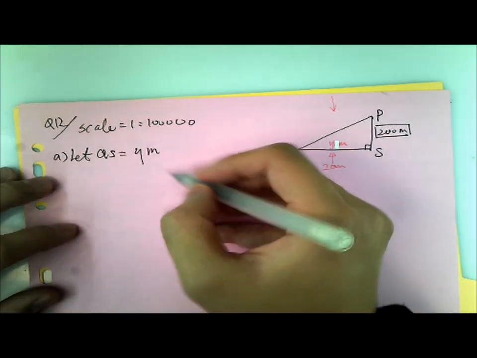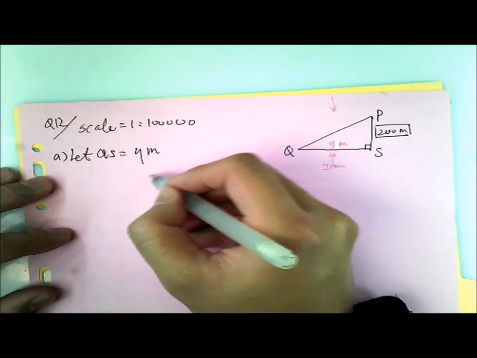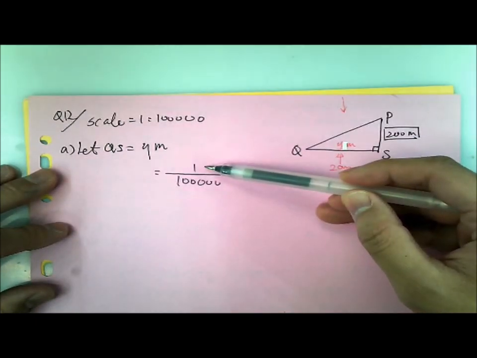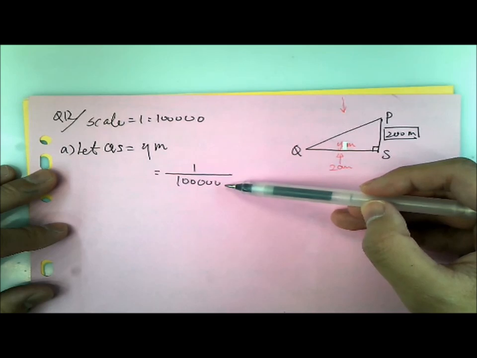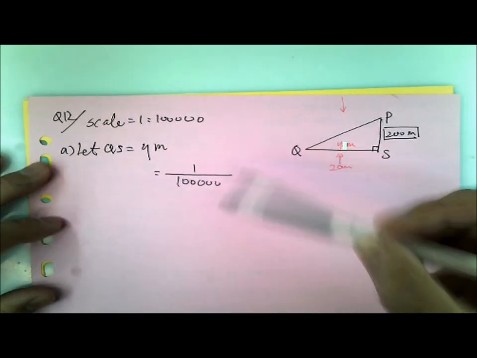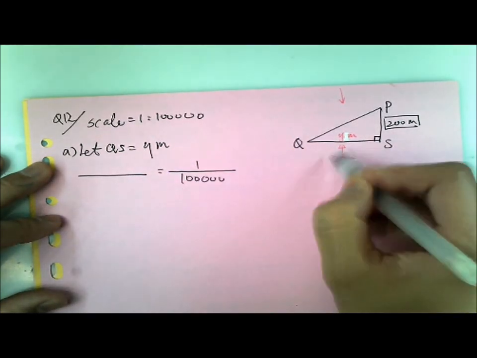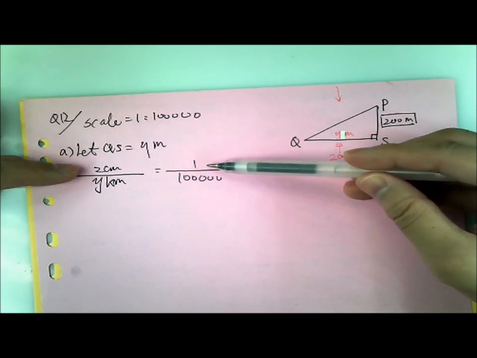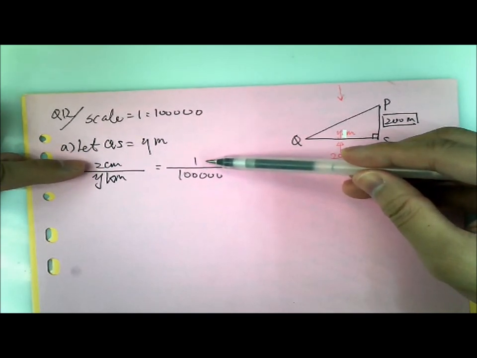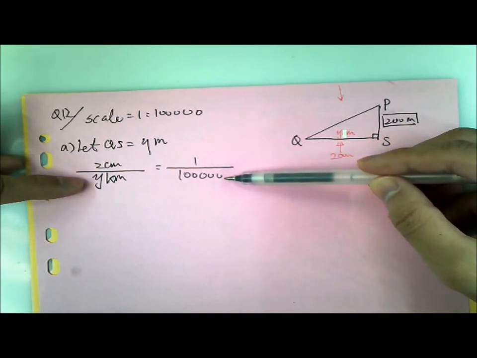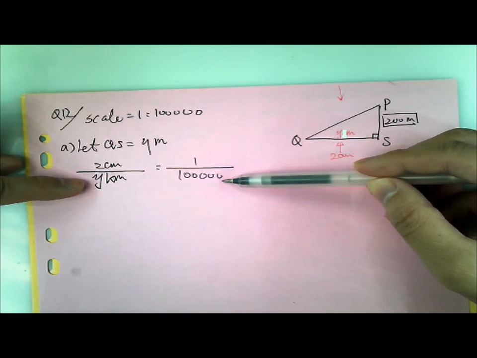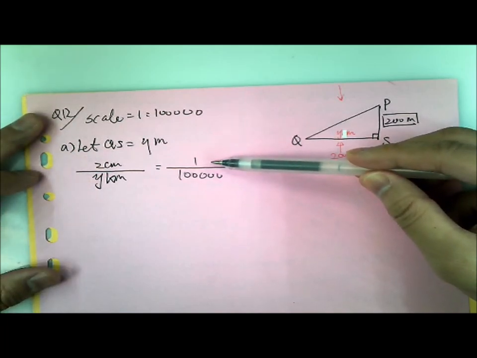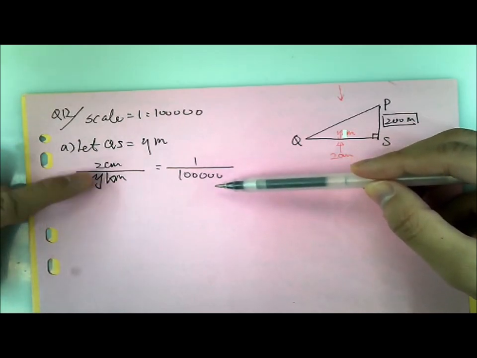This one. Okay. Actually, this is 1 to 100,000, meaning 1 divided by 100,000. Understand? So what does it mean? The one here is the distance on the map. This 100,000 here, it is the actual distance. Understand? So this ratio must be equal to, if I use this 2 cm here, and then Y m must be below. Understand? So again, distance on the map, okay, in numerator, distance actually, okay, the actual distance, understand, it is in the denominator.